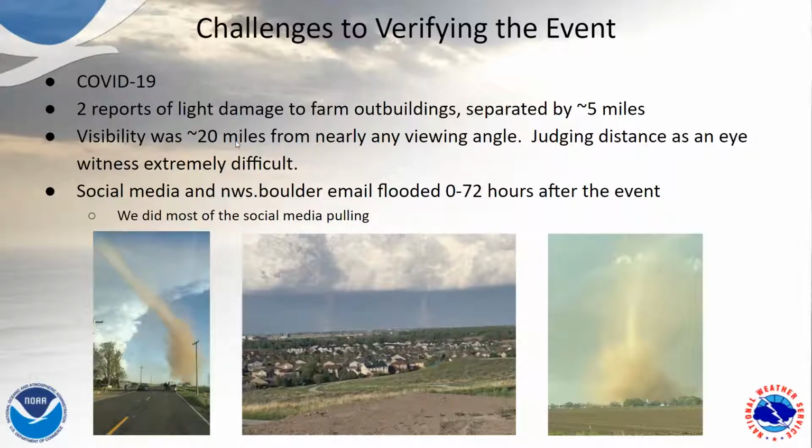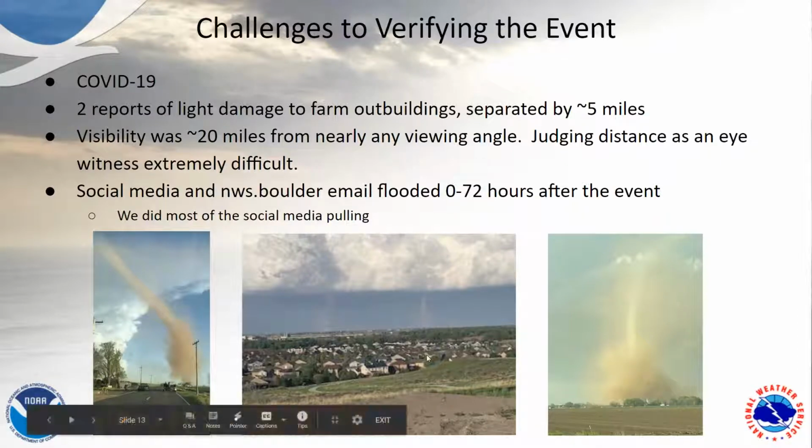As I mentioned, from that lead image of one of the tornadoes, these things are viewable from 20 miles away, from just about every viewing angle, because they were 6 to 8 miles removed from the precipitation. You can see them from almost anywhere. But that also meant that judging the distance the witness was from the tornado was very, very difficult.